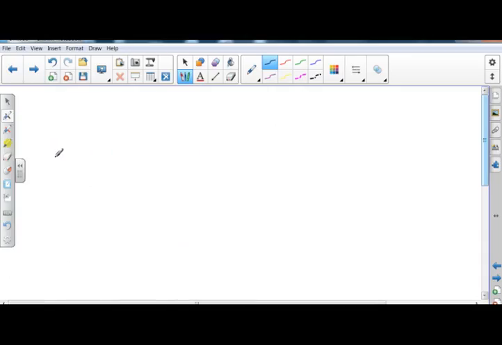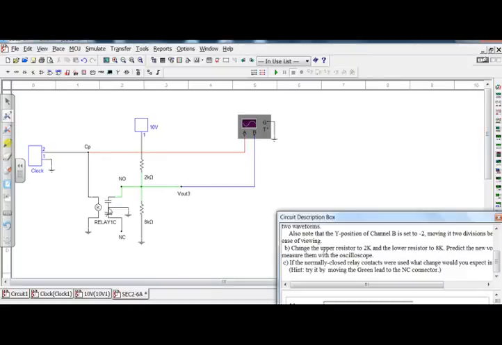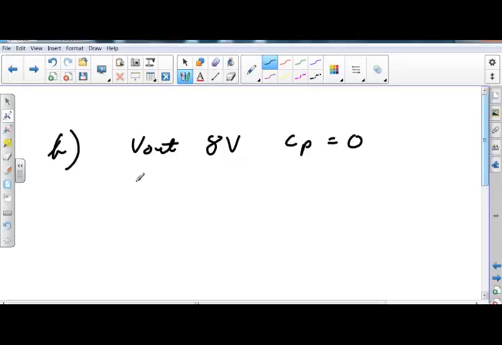So V out is going to be 8 volts when the clock pulse is 0. So when the clock pulse is 0, this guy's open, I'm going to have 8 volts there. And I predict I'm going to have 0 volts when the clock pulse is high. Okay, that's what I'm going to predict.